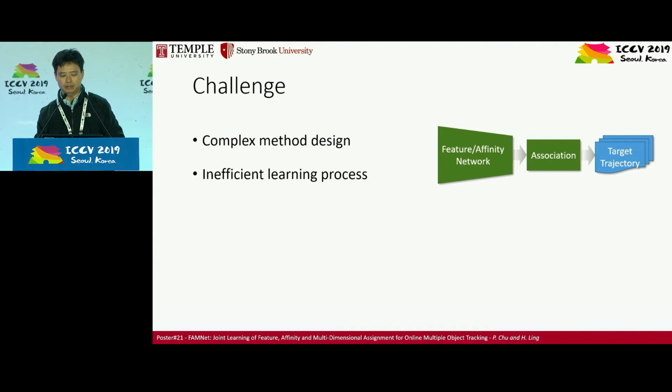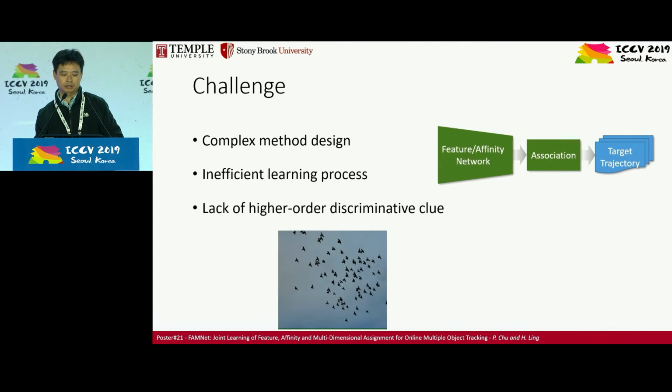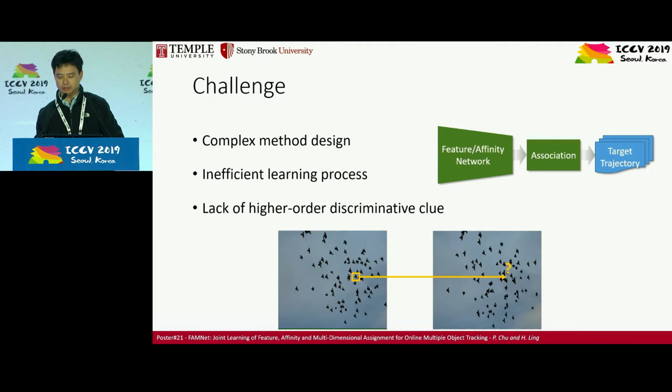So this is typically an inefficient learning process because we usually learn each component separately, and it's hard to jointly learn all of them. There are other challenging parts. One is that the current models lack high order discriminative clues, which makes it harder to deal with cluttered scenarios like this.